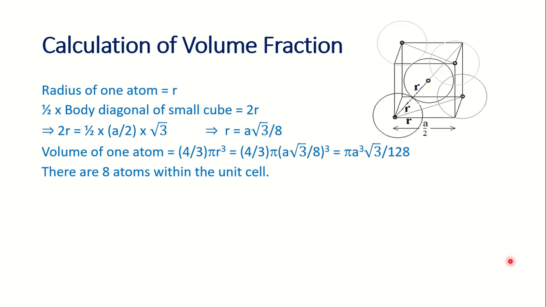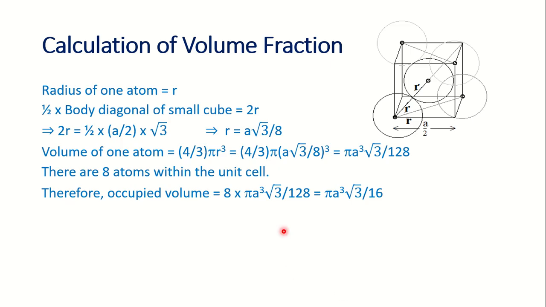Now there are 8 atoms within the unit cell. Okay, we know that. Therefore, what is the occupied volume? The total number of atoms into volume of one atom equals pi a cube root 3 by 16. Now what is the volume of the unit cell? This is the small cube. Then what is the volume of the large cube? Volume of the large cube is definitely a cube.